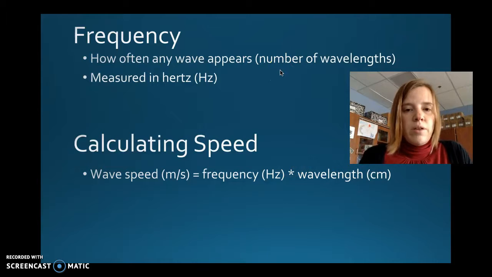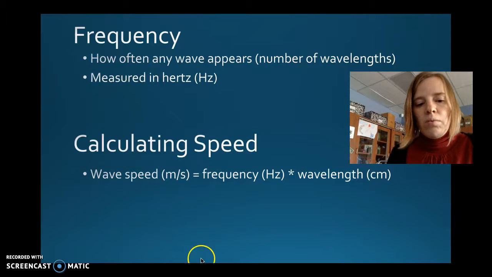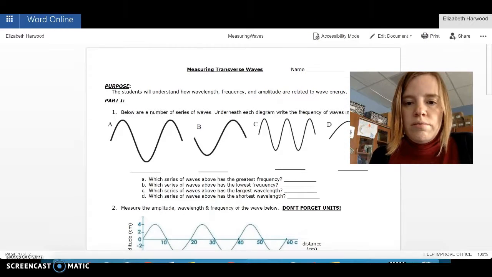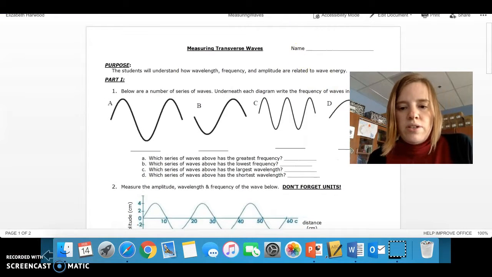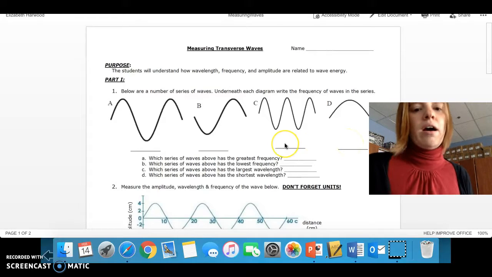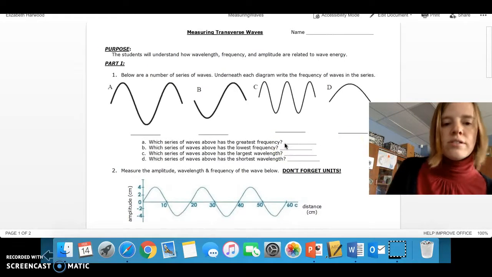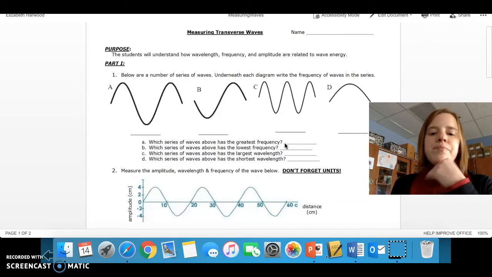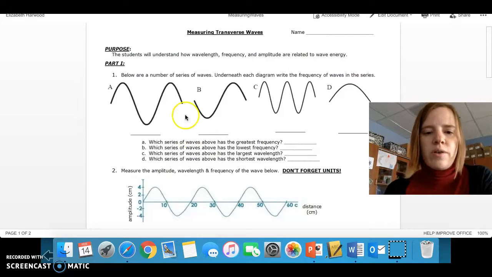So now that we're done with notes, we're going to switch over to this page here. And you're going to attempt to do this on your own. Now, of course, I'm around if you have questions, but I'm just going to read through it quick so that I can hopefully answer questions before you even have them. So this is so you can understand wavelength, frequency, and amplitude and how they're related to wave energy.